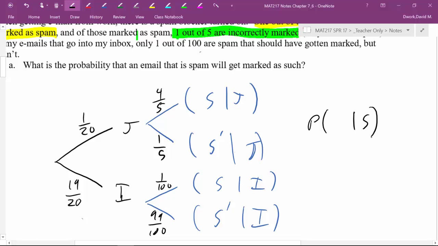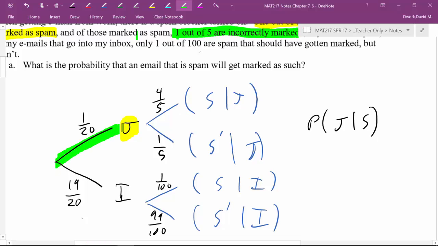So we know it's spam. We know that. So then the question is what is the likelihood it gets marked? What is the likelihood it gets sent to my junk box? So this problem is saying what is the probability it gets sent to my junk box given that we know it is spam? And so now you'll see the question is right here. What's the likelihood it goes through that path? It's going to the junk box.